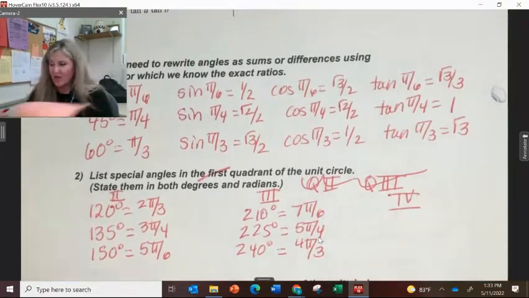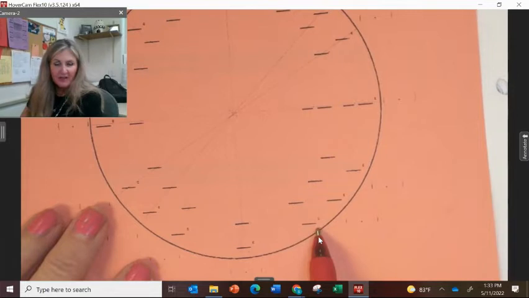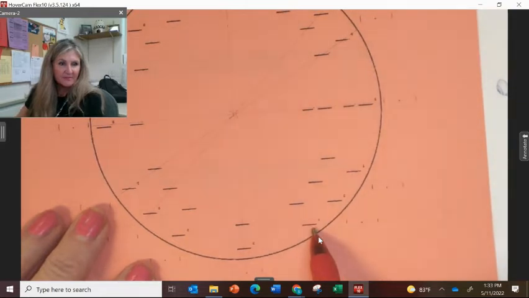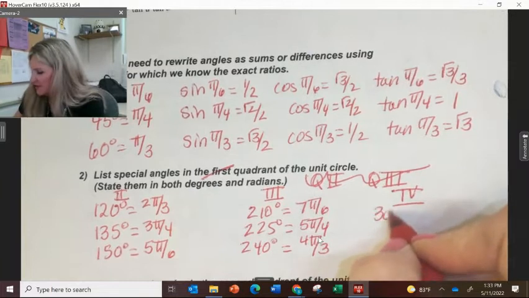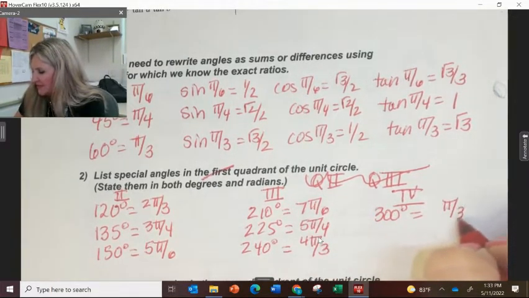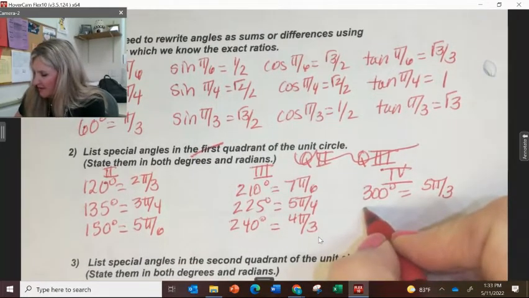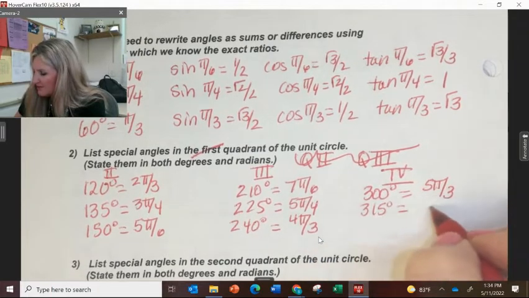So the next angle after 270, I go over here. That's going to be what? How many degrees right there, guys? 300. So 300 degrees. The reference angle is 60, so it has to be something times pi over 3. What is it? 5 pi over 3. Then we come to 315. Do you know that one?